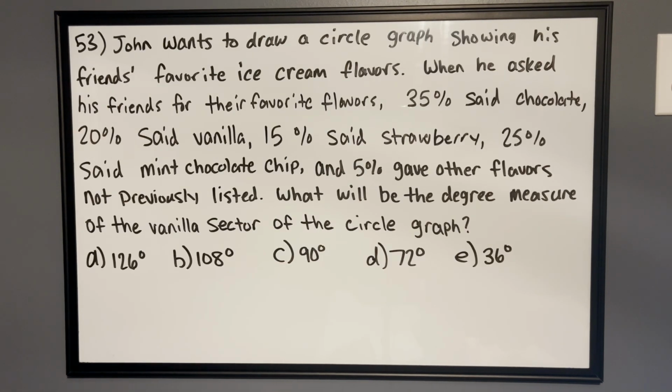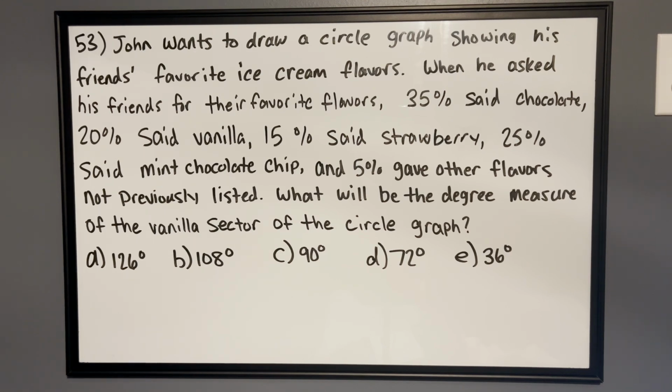All right, so here we have question number 53. It says, John wants to draw a circle graph showing his friends' favorite ice cream flavors. When he asked his friends for their favorite flavors, 35% said chocolate, 20% said vanilla, 15% said strawberry, 25% said mint chocolate chip, and 5% gave other flavors not previously listed. What will be the degree measure of the vanilla sector of the circle graph?